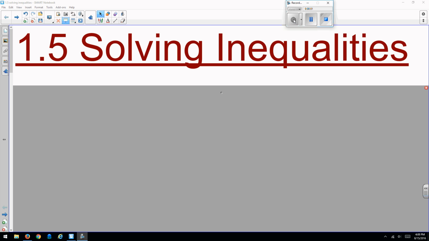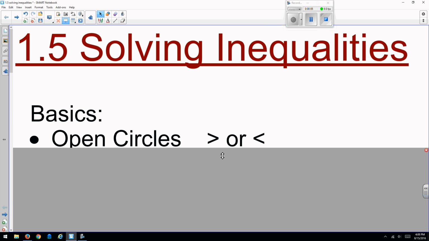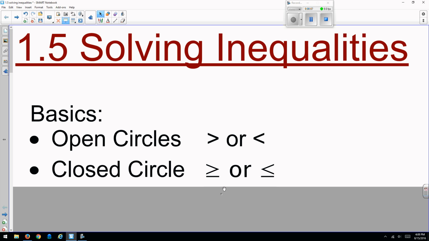Solving inequalities. Here's the basics. If you remember, the graph gets an open circle if the symbols are greater than or less than, and a closed circle if it's greater than or equal to, or less than or equal to. And what I mean by that is the graph on the arrow. So it's either an open circle or a closed circle.